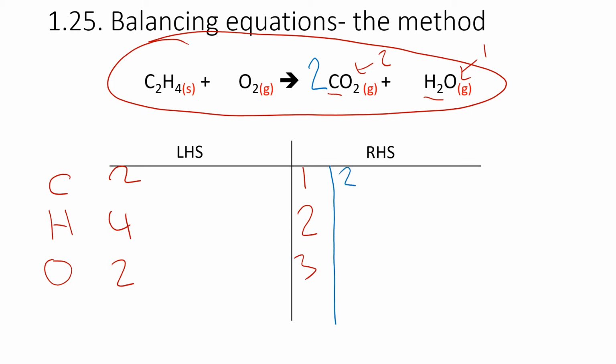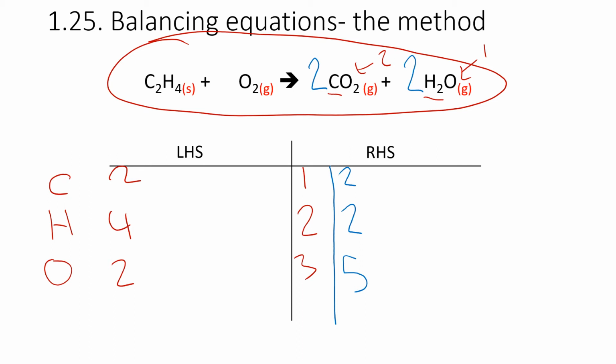Our hydrogens haven't changed because they're on the other water molecule over there, but our oxygens now have changed because we put a big 2 in front of the CO2, which means we now have 4 oxygens from the carbon dioxides and 1 in the water, so that's now 5. Okay, now we're going to need to try to fix the hydrogens. So we have 4 hydrogens on the left and we have 2 on the right. So we're going to need to somehow get 2 extra hydrogens. And we can do that by putting a 2 in front of the H2O.